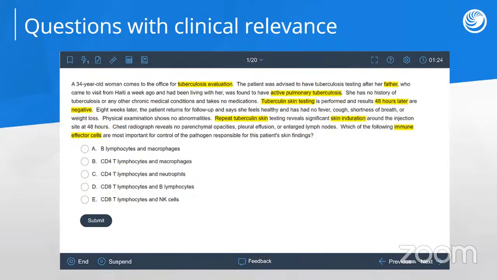Okay, for those of you who were concerned, that was only 60 seconds. On the NBME, you would usually get 90 seconds. But let's go over this question.